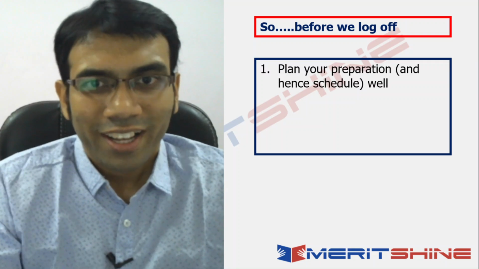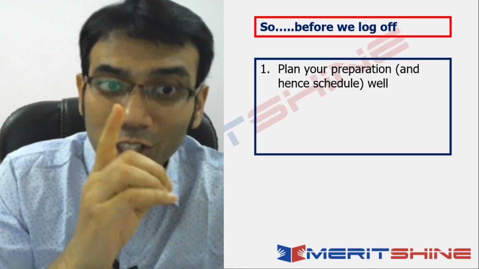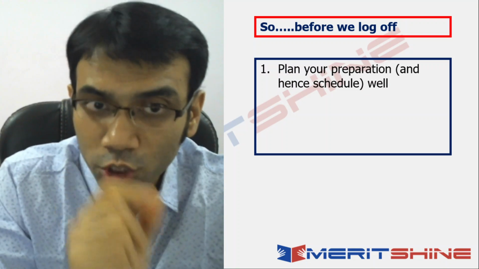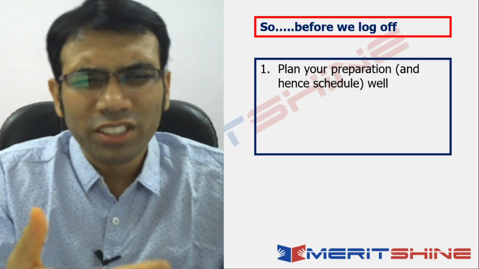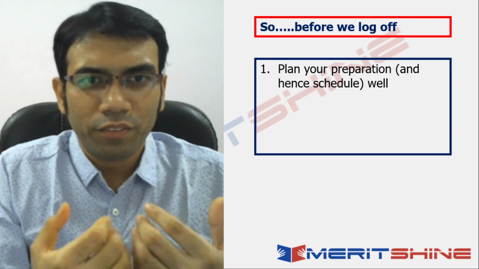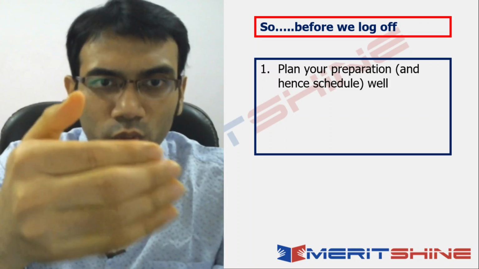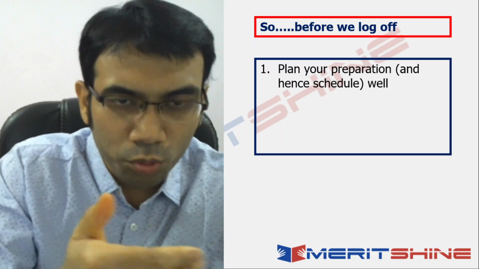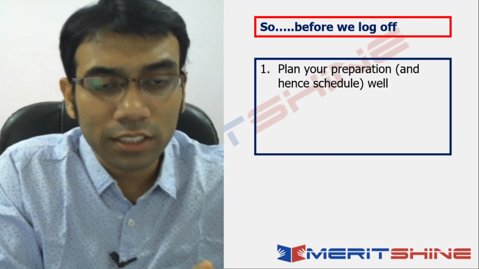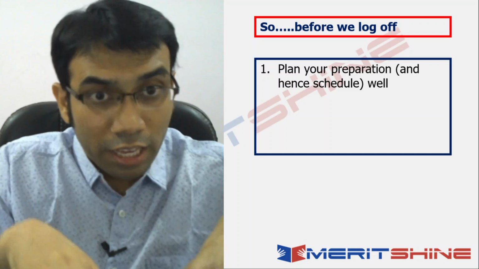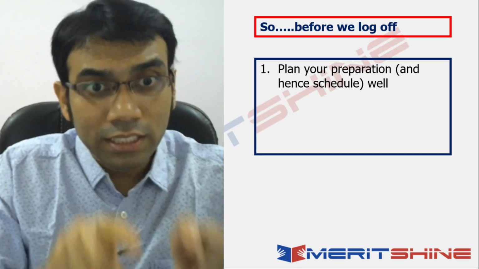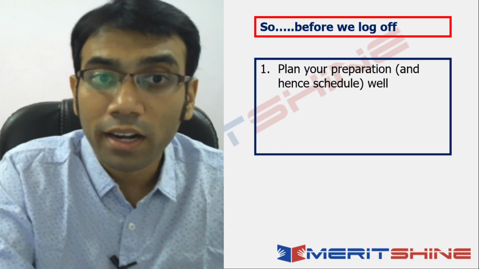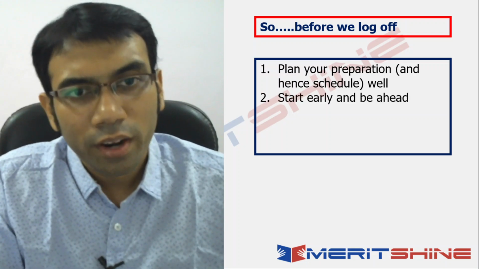So before we log off, plan your preparation well. And planning your preparation well also means that you need to schedule your preparation. For example, when you join a course, like when you join Meritshine course, what do we do? We give a dynamic schedule. We show you that for the next 2 weeks these would be the classes. So you know that these are the things that you need to do for the next 2 weeks. If you're preparing by yourself, this needs to be done primarily by you so that you are regular, right?